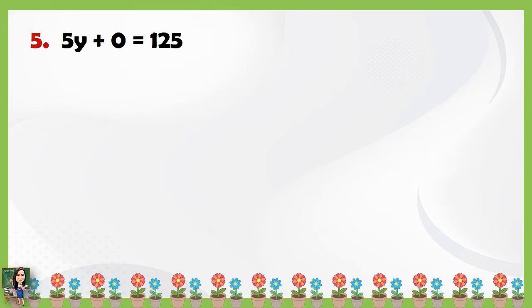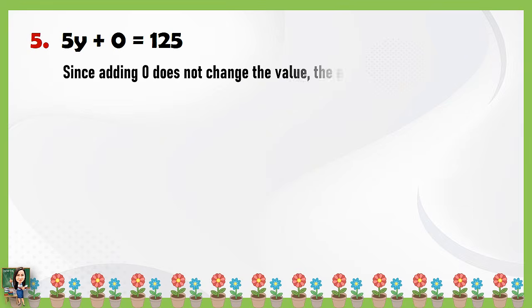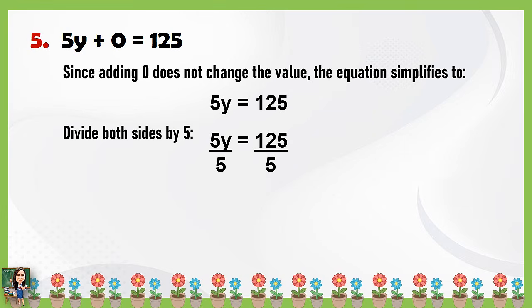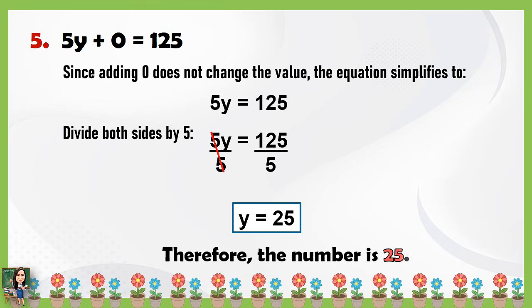Number 5. 5y plus 0 equals 125. Since adding 0 does not change the value, the equation simplifies to 5y equals 125. Divide both sides by 5. Cancel first. Then 125 divided by 5 equals 25. That is y equals 25. Therefore, the number is 25.